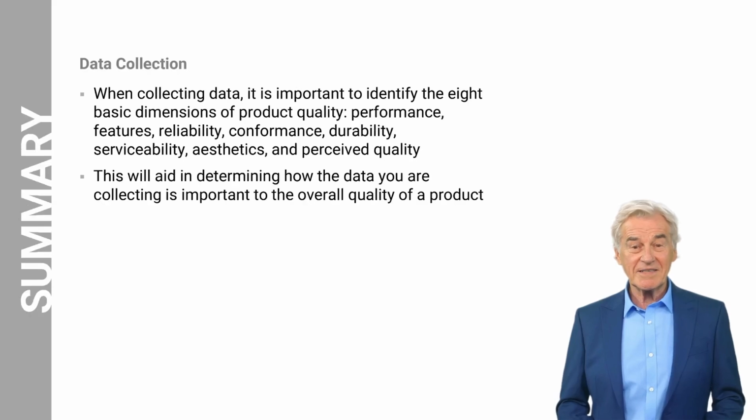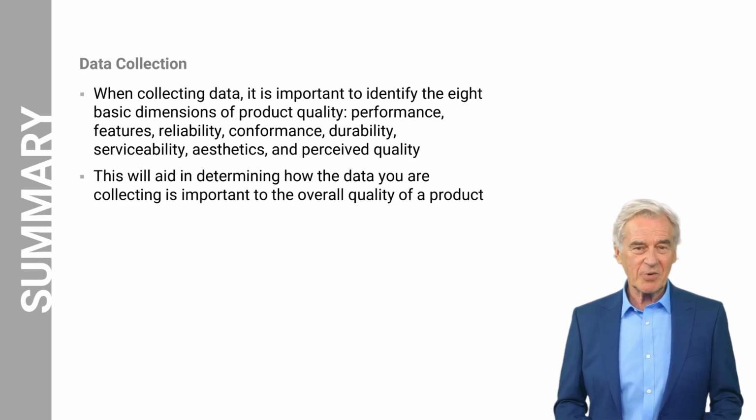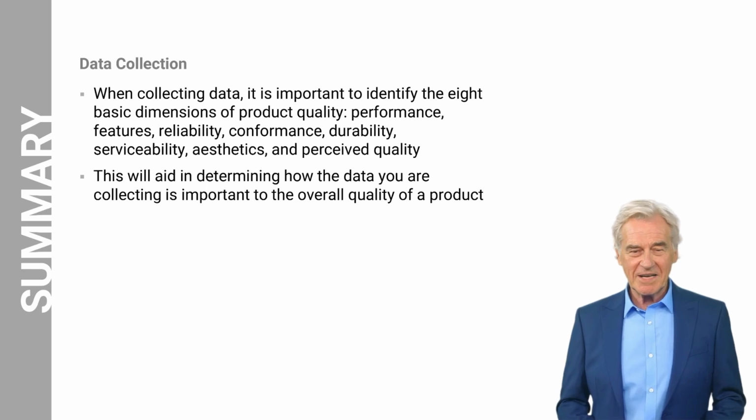In summary, data collection is important to the quality control process. Before you can collect your data, you must first identify the 8 basic dimensions of quality of a product: performance, features, reliability, conformance, durability, serviceability, aesthetics, and perceived quality. This will aid in determining how the data you are collecting is important to the overall quality of a product.